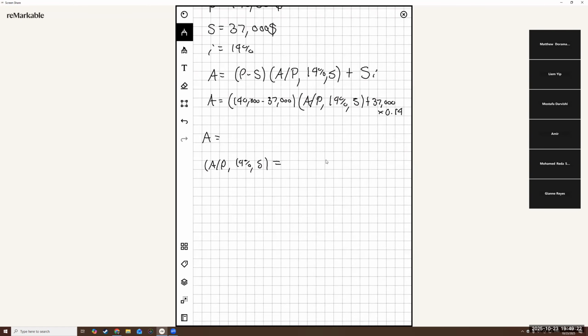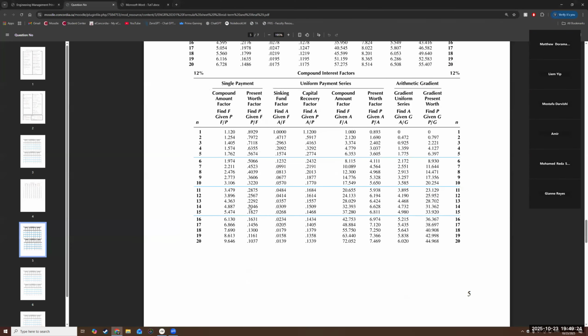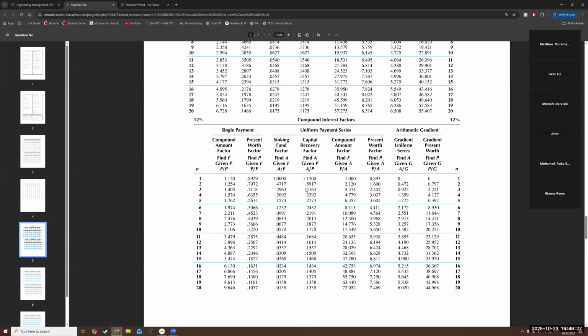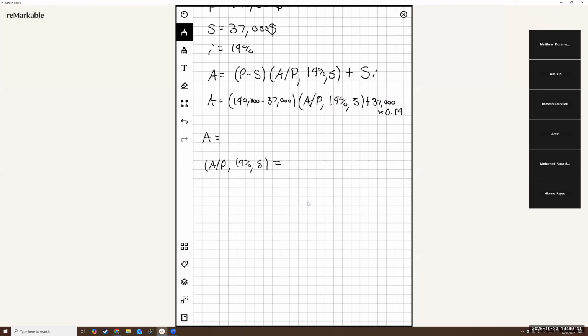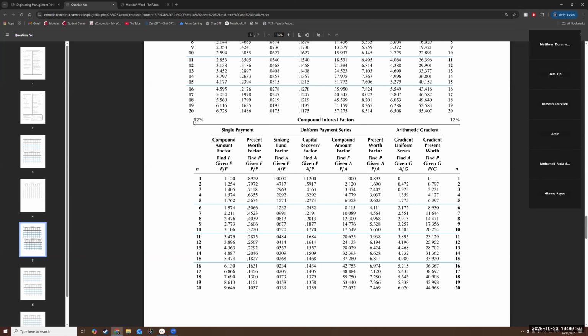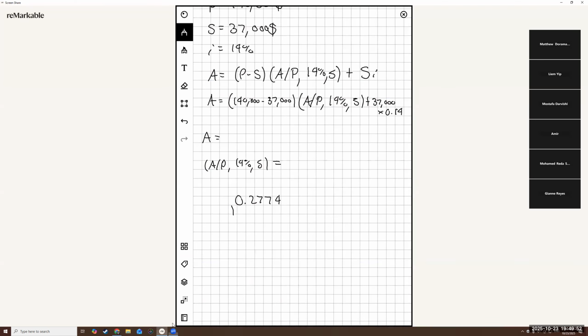Okay. So let me show you how we can both use the tables and interpolate. Let's look for our A/P value for 5 periods. It's 0.2774. But this would be if the interest rate was at 12%. So let's write that that's for 12%.